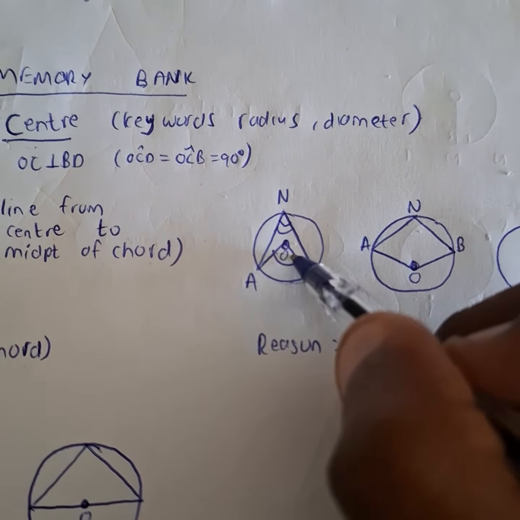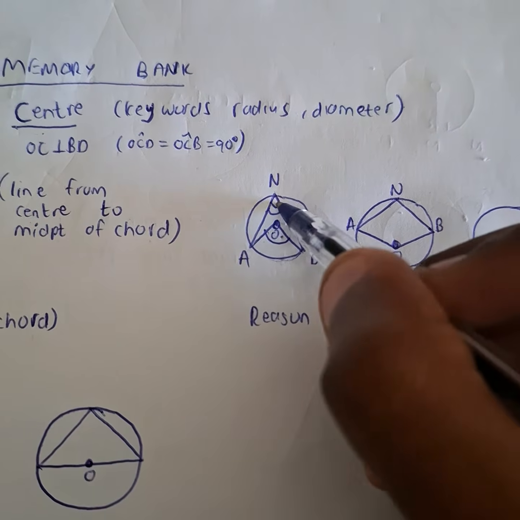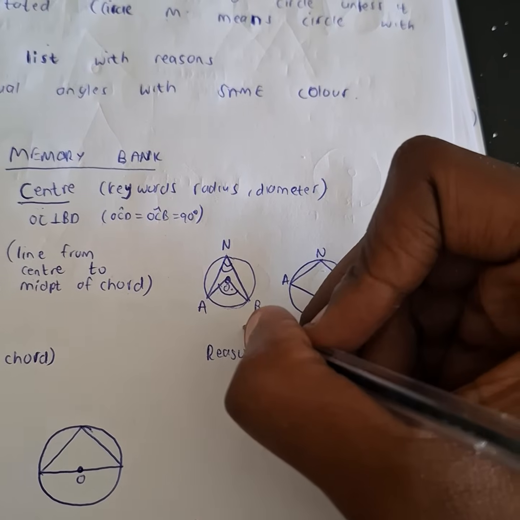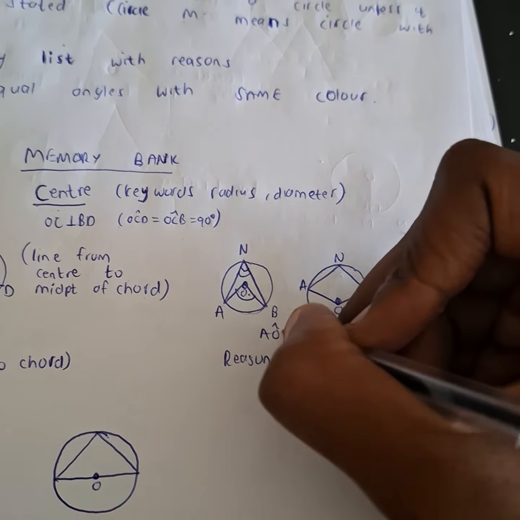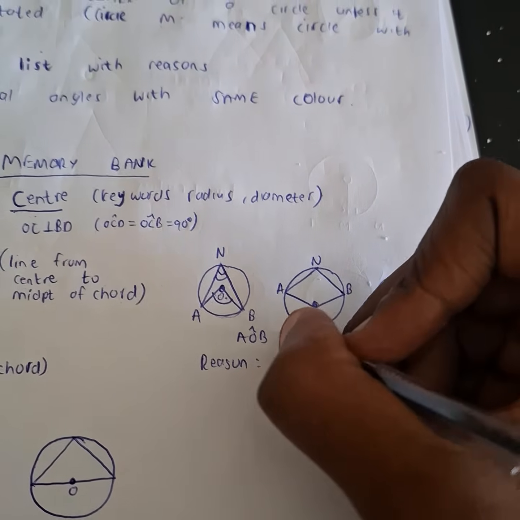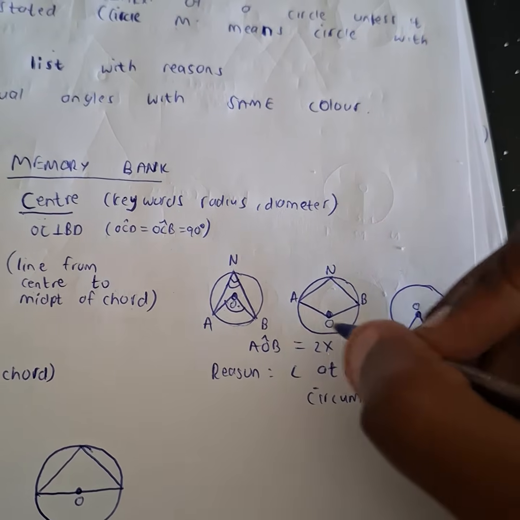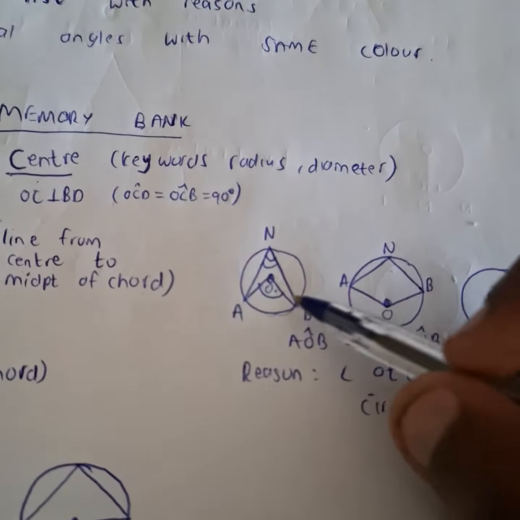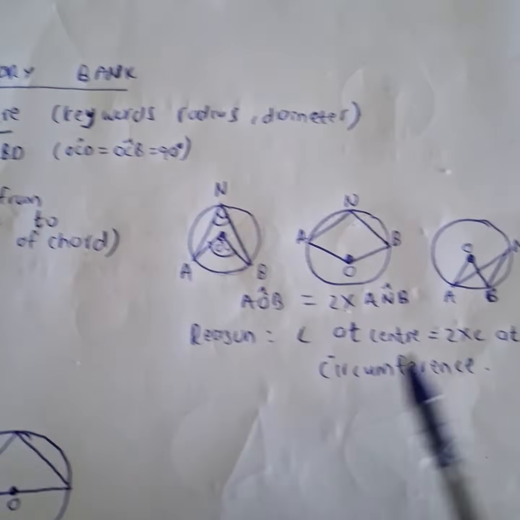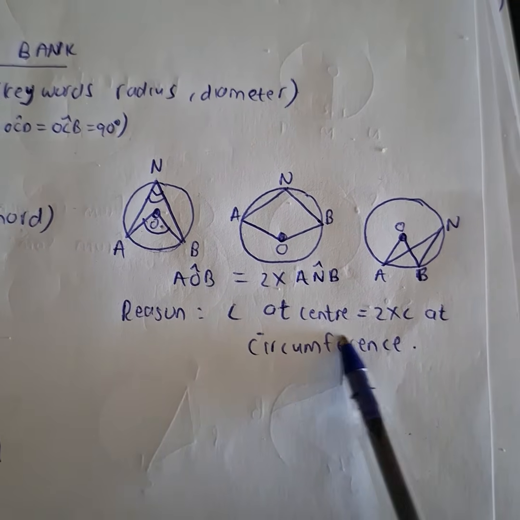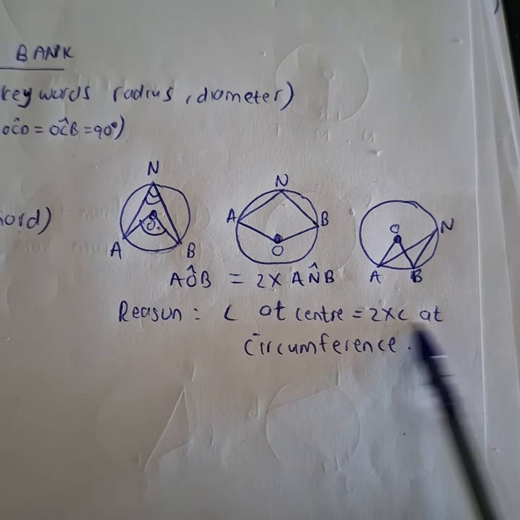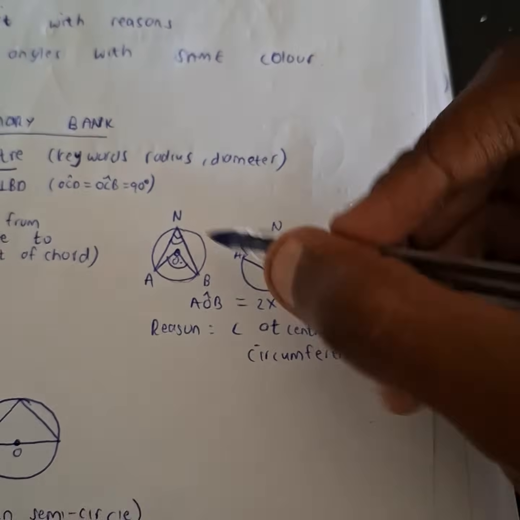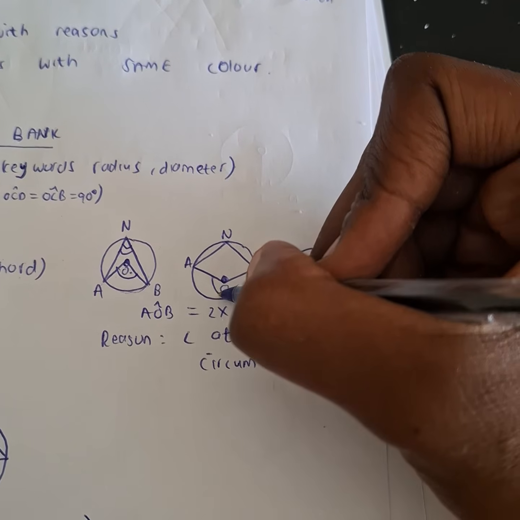So this is the angle at the center, angle at the circumference. So we would say here AOB is equal to 2 times ANB. Reason: angle at center is equal to 2 times angle at circumference. Same thing here. This applies for this diagram as well.